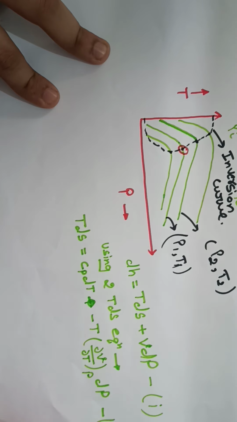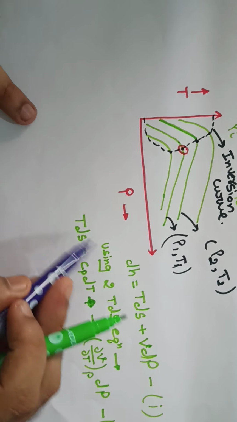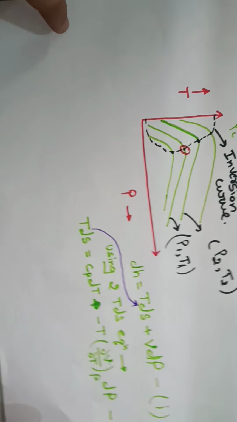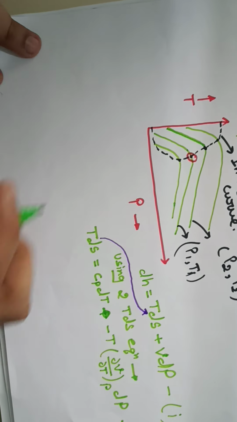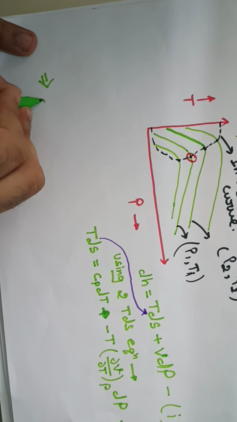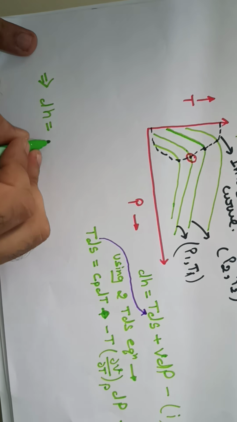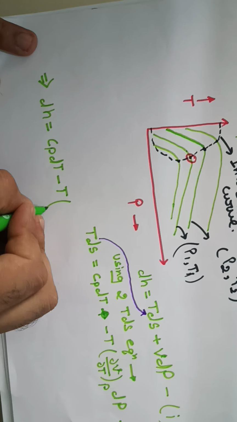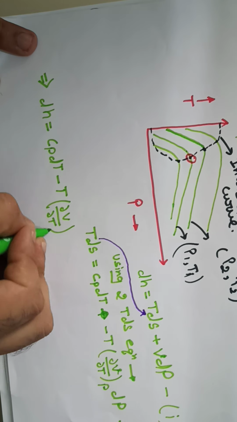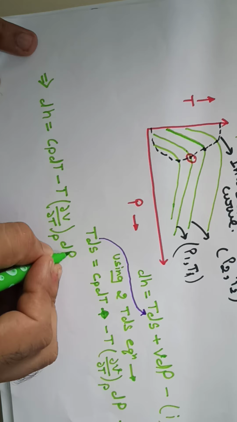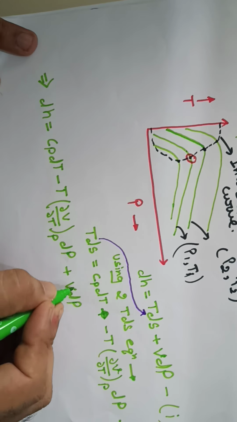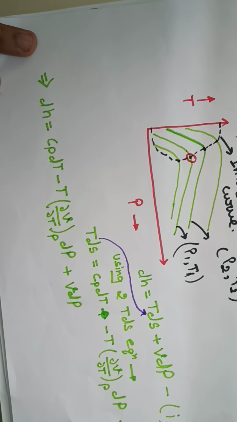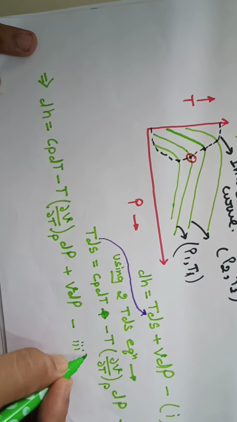So I've got two equations, 1 and 2, and if I put the value of this TdS in equation 1, I will get dH equals Cp dT minus T times (∂V/∂T) at constant pressure into dP, plus VdP. These are specific volumes. So this is equation 3.